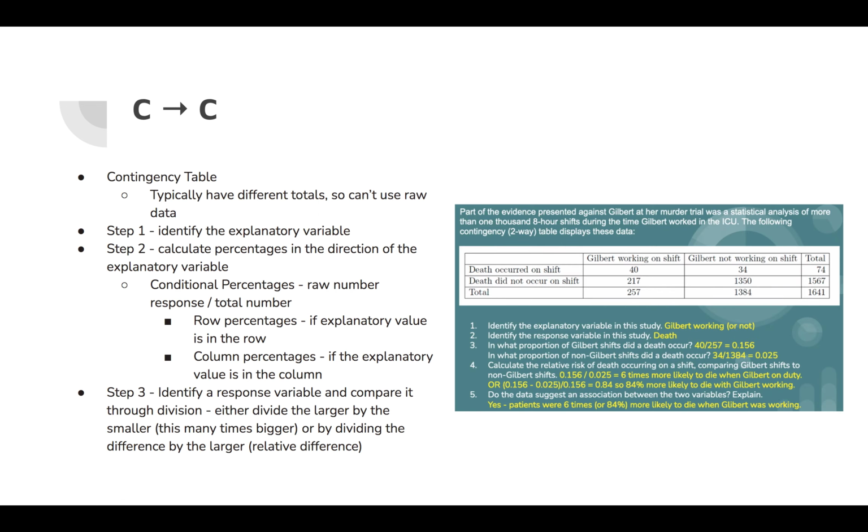Next, we will look at what to do when we have two categorical variables. This relationship can best be examined using a contingency table, where we must identify the explanatory value and find the conditional percentages to help analyze the information. In this example, you can see how we use the column percentages in order to find how likely a patient was to die under the nurse Gilbert, which was 84%.